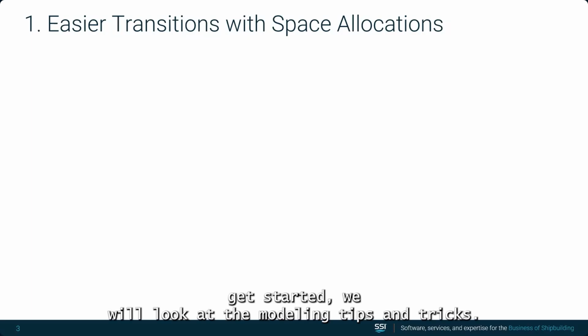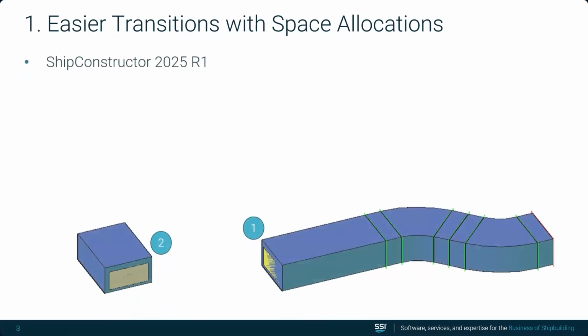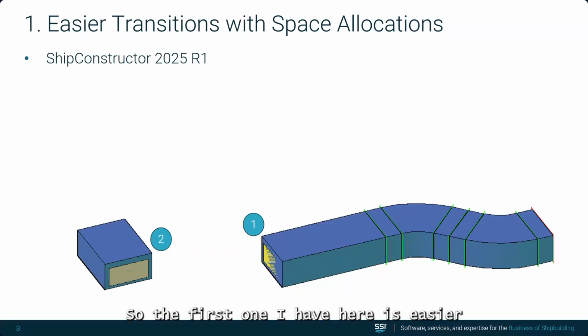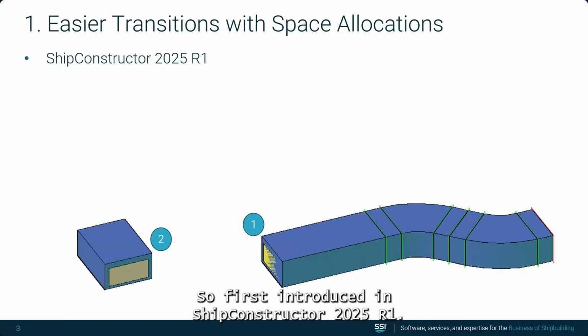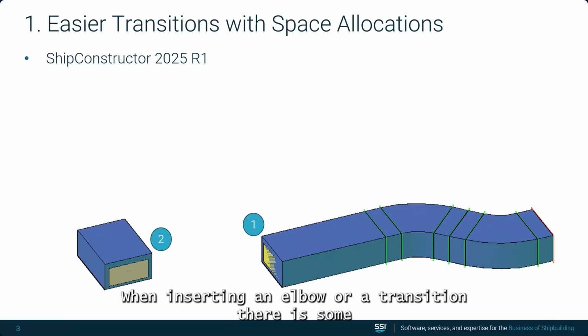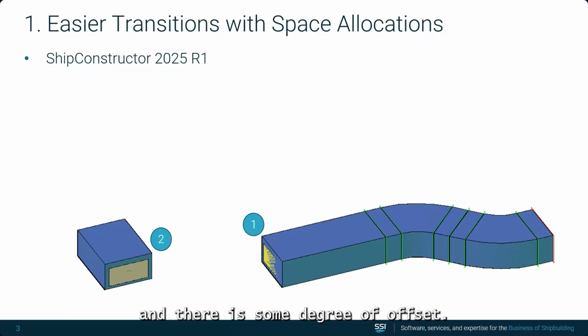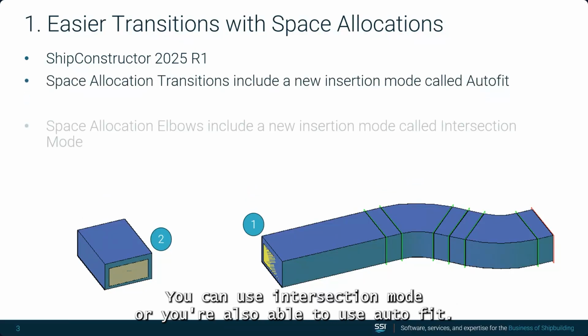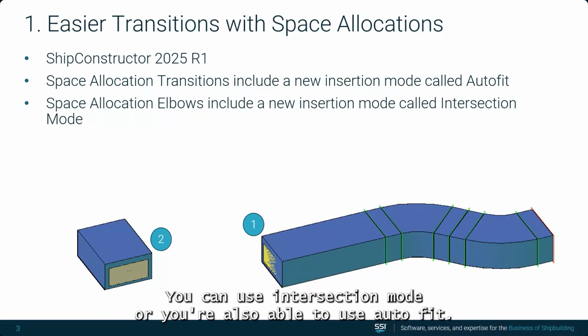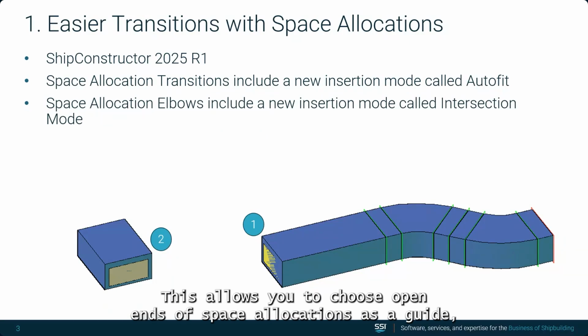So to get started, we will look at the modeling tips and tricks. The first one I have here is easier transitions with space allocations. First introduced in ShipConstructor 2025 R1, when inserting an elbow or a transition, there is some degree of offset. You can use intersection mode, or you're also able to use auto fit. This allows you to choose open ends of space allocations as a guide.